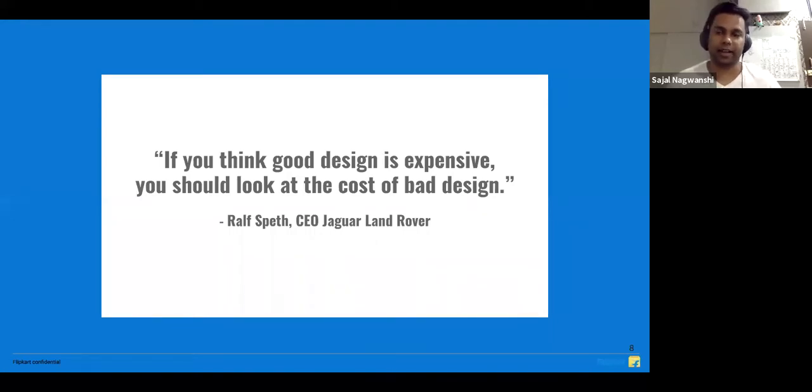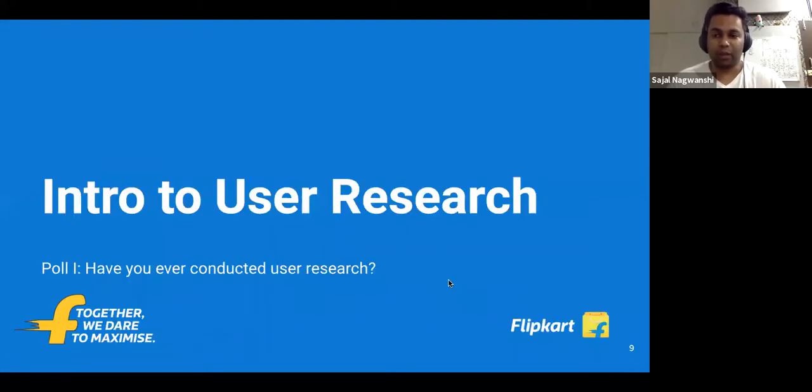So the first time I came across this particular case was in 2012. And when I came across this, I realized that yes, good design does play a big role, and bad design is far, far more expensive. So with that said, and having set the context for why user research is important, because it leads to good design, we come to the section about user research.